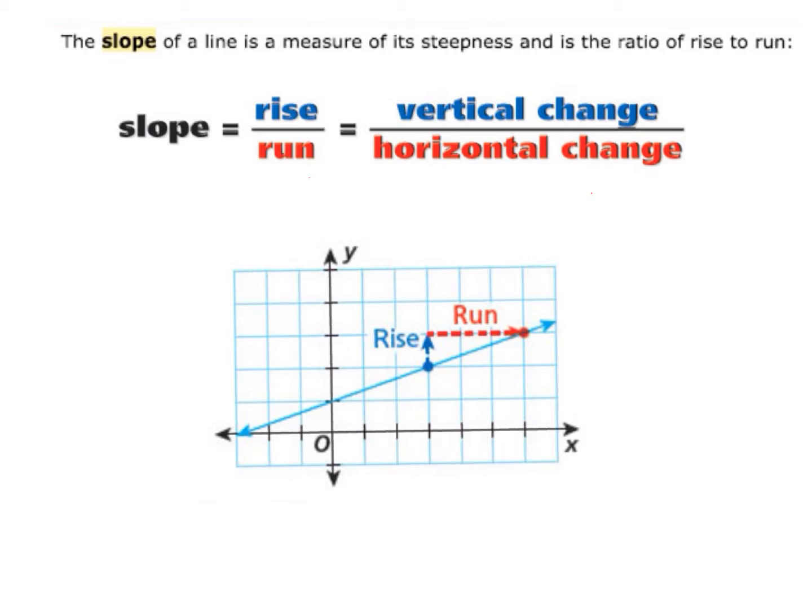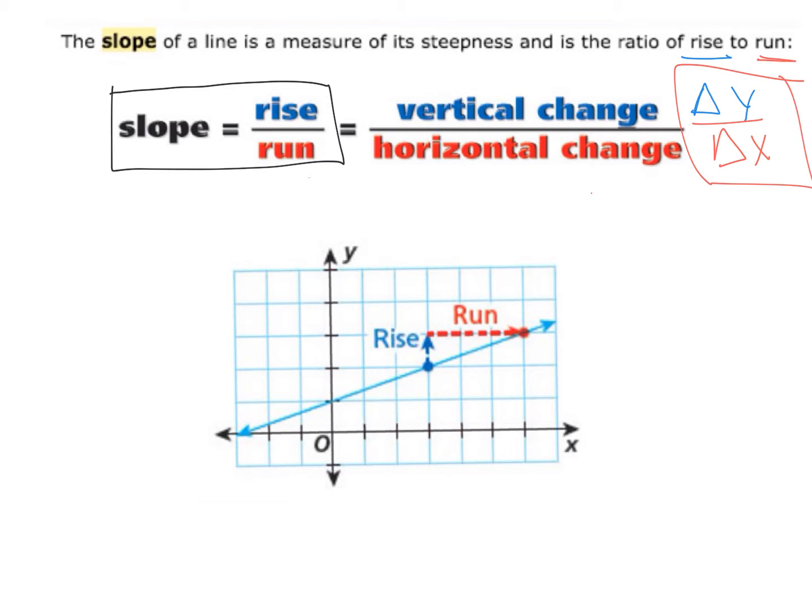If a slope is a measure of how steep something is, we can actually give it a number by looking at the ratio of how much it rises over how much it runs. And we can see that in the equation below. Another way to look at it is the vertical change over the horizontal change, or the change in y over the change in x. We'll get into this part later. But let's take a look at rise over run.